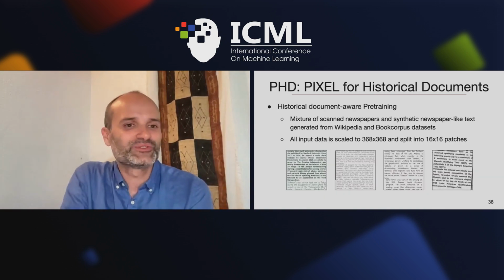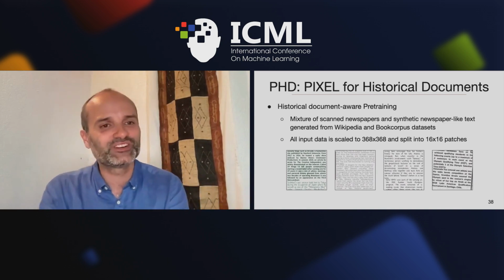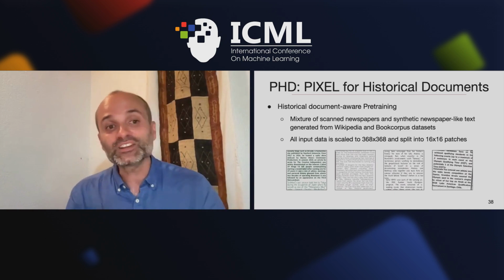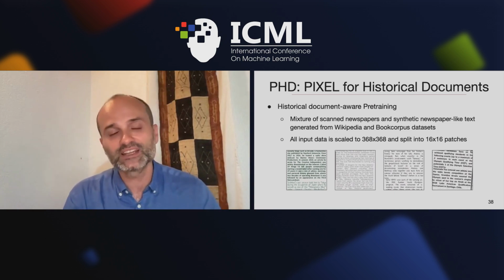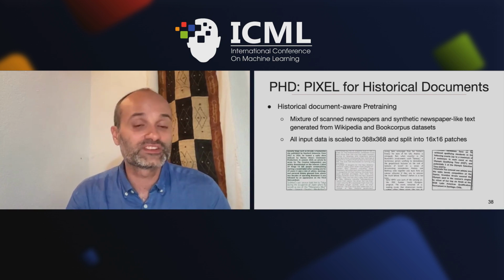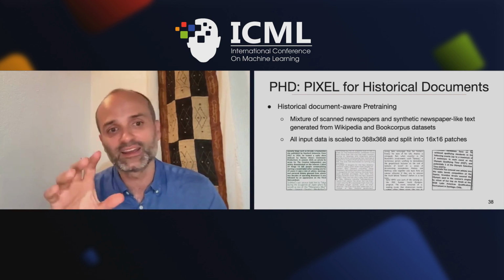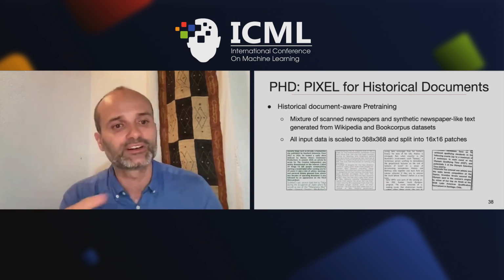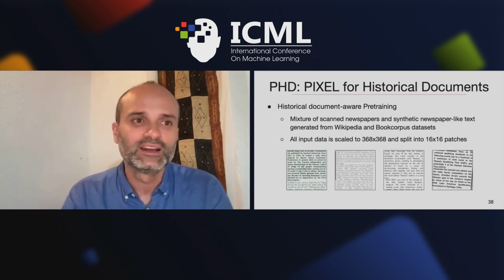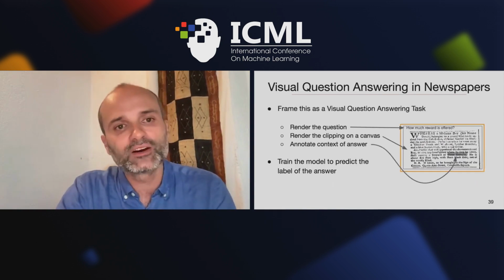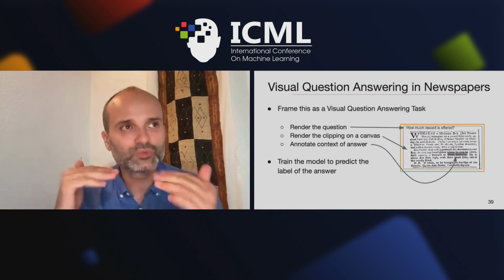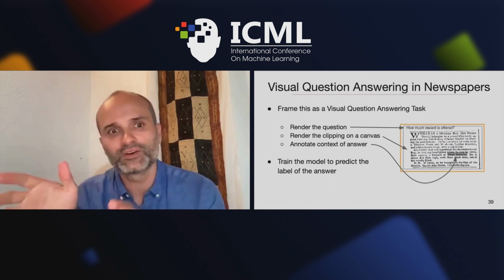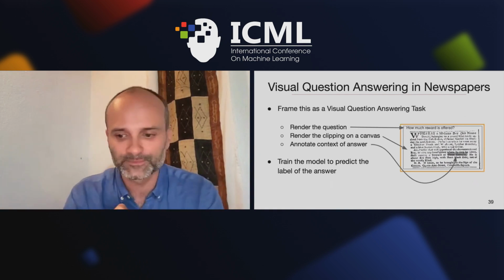The researchers who led this project designed a new pre-training strategy called historical document-aware pre-training, where they had a mixture of scanned newspapers and synthetic newspaper-like text, where this newspaper-like text was produced by randomizing the fonts within different blocks, rotating the text, and adding in salt and pepper noise throughout the input. The model was then fine-tuned for VQA on the newspapers, where the question was rendered into the canvas and then the newspaper clipping was rendered. And we trained the model to annotate the context of the correct answer.